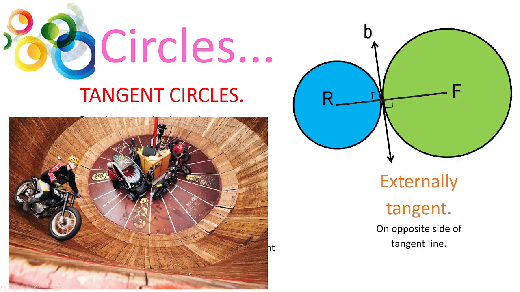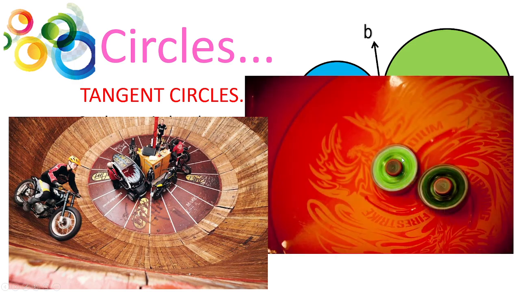No, they are on the same side. Imagine that tangent line. And we have also Beyblades. So imagine a line here. They are on the opposite sides of that line. So they are externally tangent. This is internally tangent. So as simple as that, class.